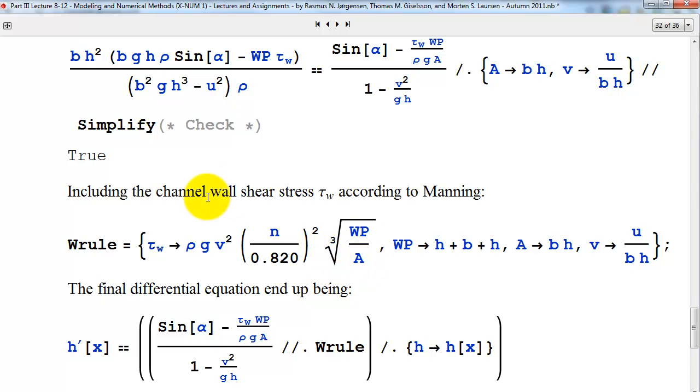Now we want to take the wall shear stress factor here into account using Manning. And you've seen that earlier. So we make a new rule here with the relation saying that this tau on the wall is this relation where you have the number, which we saw in the table earlier. We have the replacement rules here.